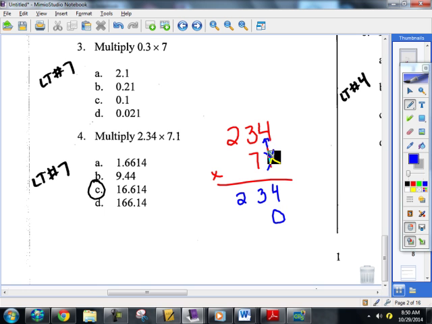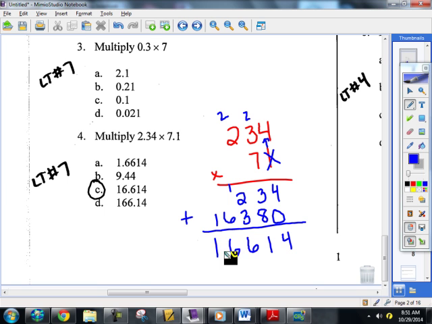Put your placeholder representing that place value right there. 7 times 4 is 28. Carry your 2. 7 times 3 is 21, plus 2 is 23. 7 times 2 is 14, plus 2 would be 16. Okay? Now we add them together. 4 plus 0 is 4. 3 plus 8 is 11. Carry 1. 2 plus 1 is 3, plus 3 would be 6. And then 6 plus nothing and 1 plus nothing.